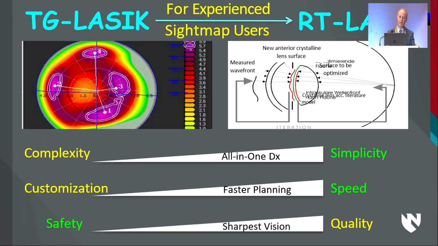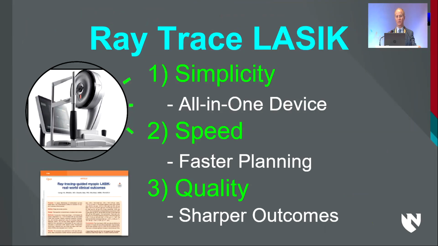Now we're looking at a whole new platform called ray tracing LASIK, which is also complex and customized. However, it's an all-in-one device that's capturing the data, so it makes it a little simpler instead of capturing through many different devices. And the planning process is all automated by the technology with artificial intelligence, so it makes the whole planning phase quicker. And yet, it's the sharpest quality that we've seen so far, so we're still maintaining that quality aspect. So really, it comes down to three major areas: simplicity, speed, and quality, which is based on this all-in-one device, the faster planning, and the sharper outcomes.